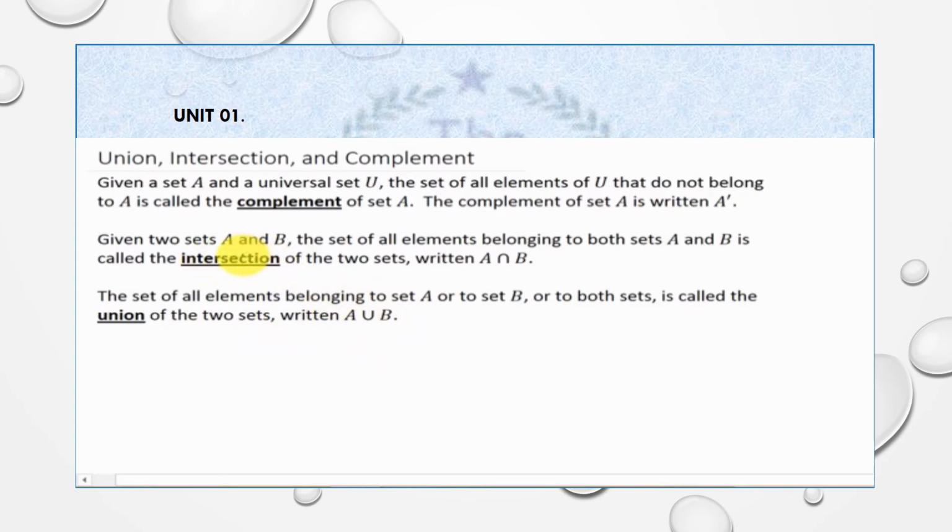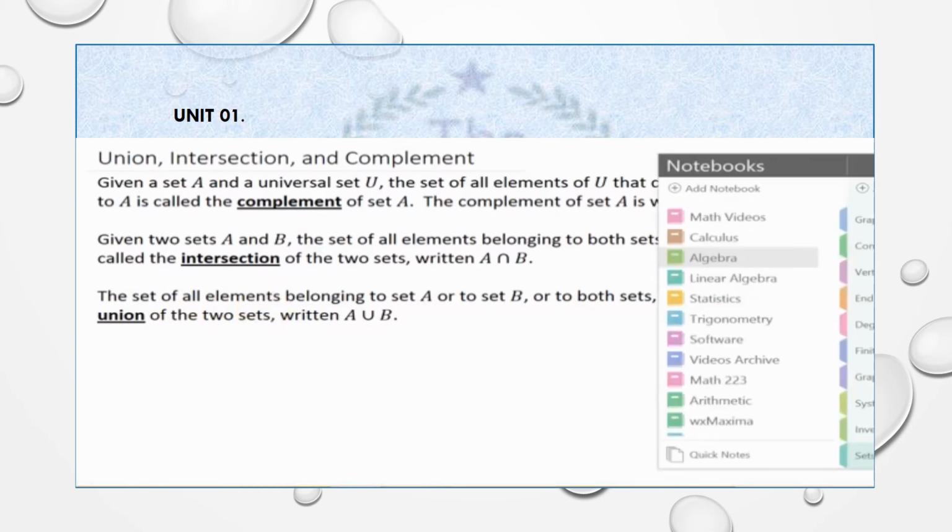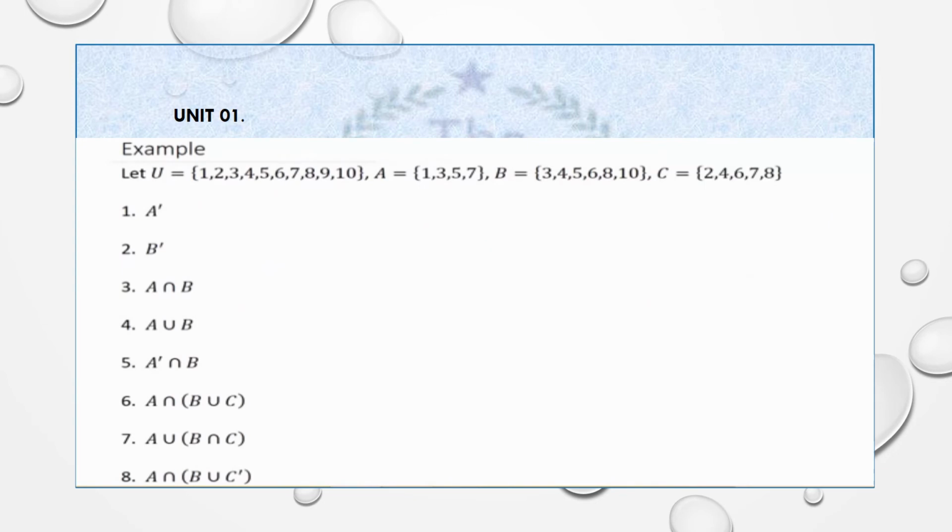So if you want to find the intersection of two sets, it's the elements they have in common. And if you have two sets and you want the union, it's just every element that's in both sets combined into one set. Let's go ahead and get started on the examples. You can see I've got 8 examples to work.